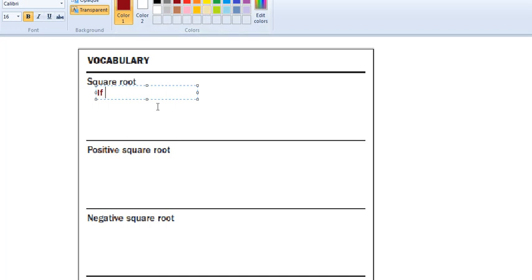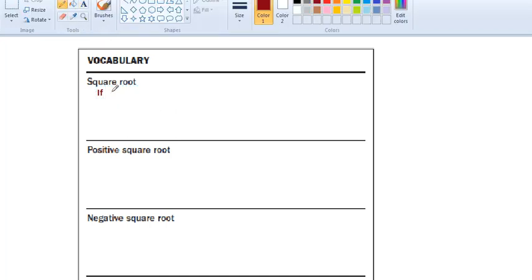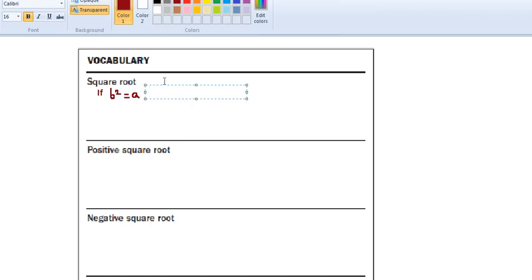If b squared equals a, so think about some numbers that might go there. For instance, if you said the number 4, if you squared it, it becomes 16. So in that case, b would be 4, a would be 16. So if that's true, then b is a square root of a.